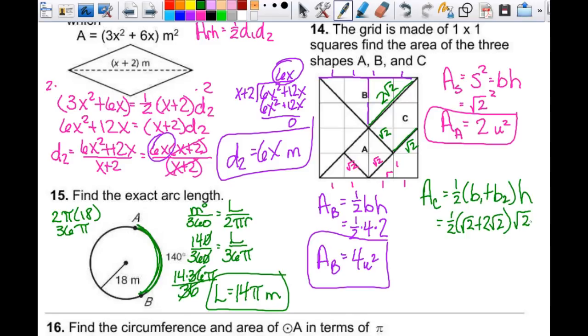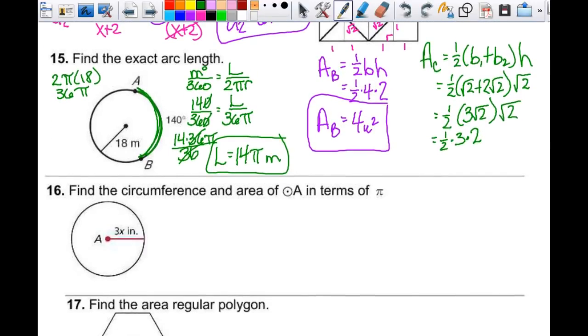So I'm going to combine these here before I do anything else. It's going to be 1/2. So square root of 2 plus 2 square root of 2 would give me 3 square roots of 2. They're things. You have 2 of them, you add 1 more, now you have 3 times the square root of 2. So before I actually multiply this 1/2 in, let's think about what we have here. This is 1/2 times 3 times the square root of 2 times the square root of 2, which is 2. So 1/2 times 2 is just 1. So the area of shape C is 3 units squared.